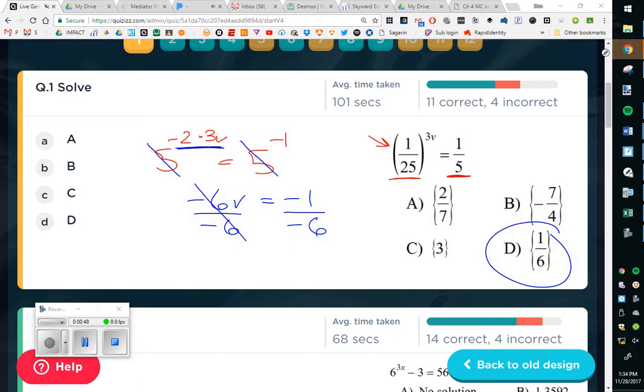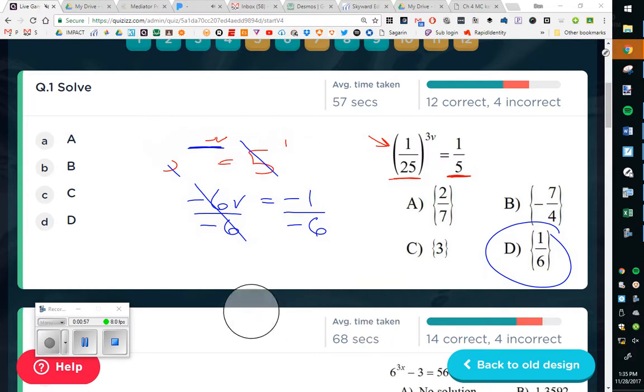D. Don't let that one be hard. We were really good at those before. Don't let it be just because it's been a minute that we were all of a sudden bad at that one. I rewrote them to be the same base.